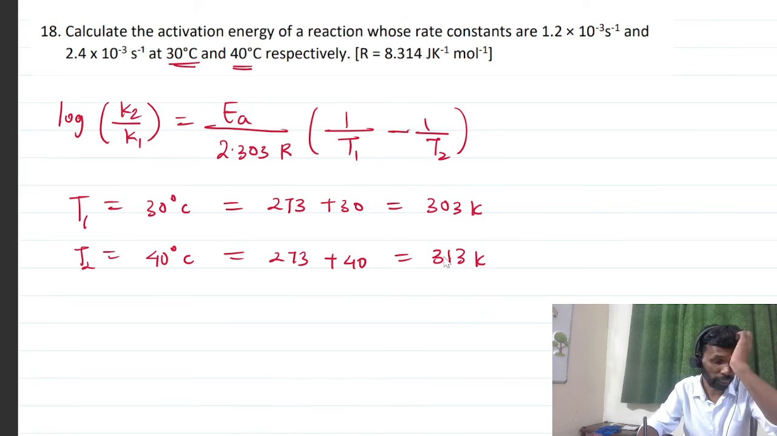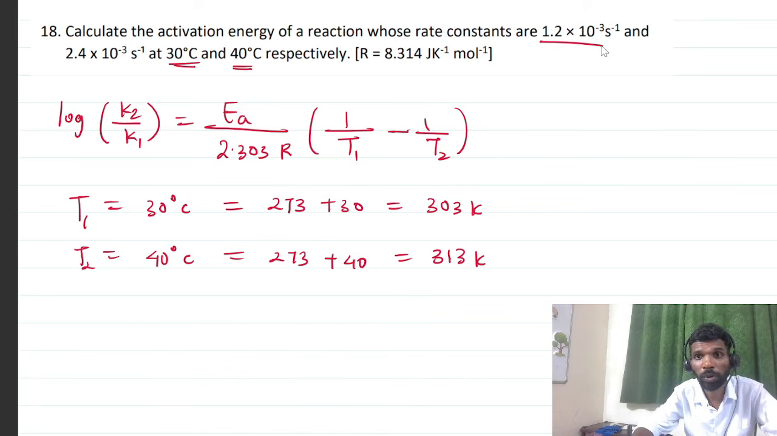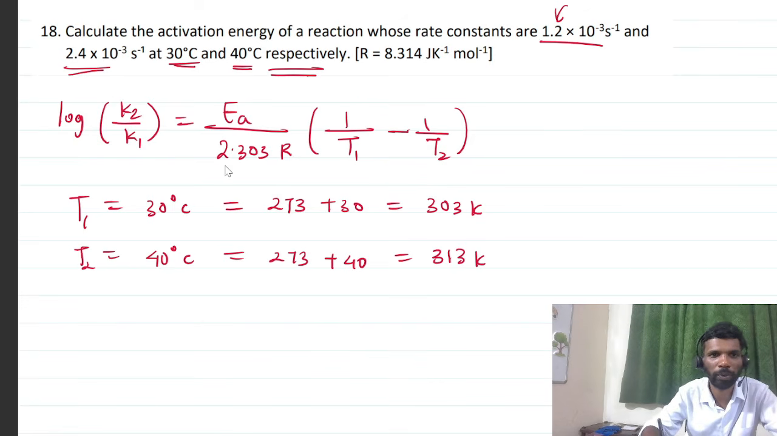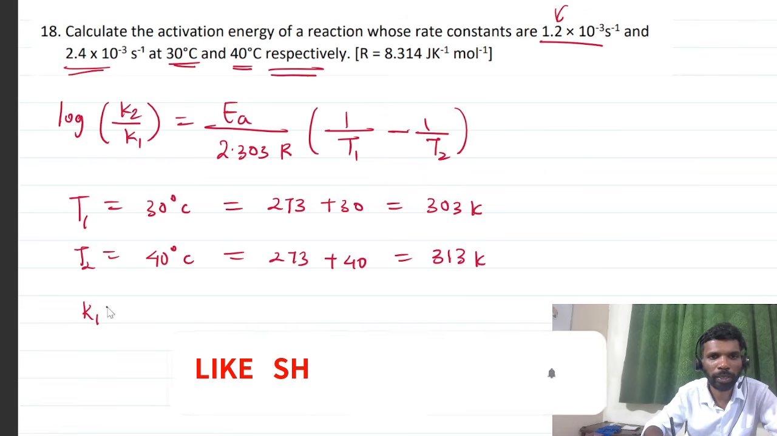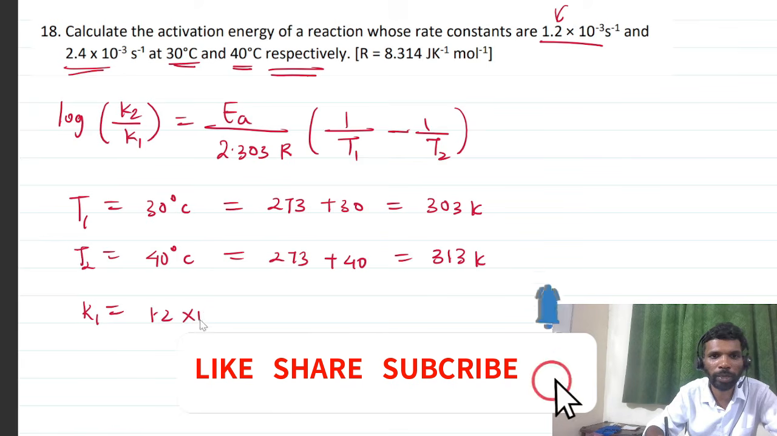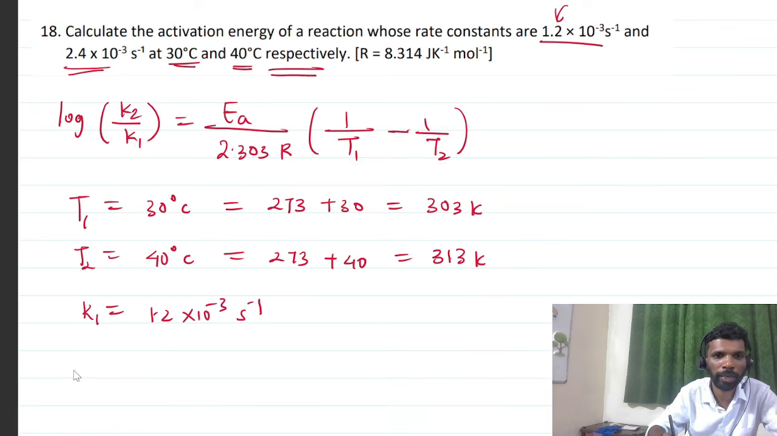K2 is also given directly; they did not say 3 times, 4 times, something like that. You see there are two values of rate constant: 1.2 into 10 raised to minus 3, and the other is 2.4 into 10 raised to minus 3. This is the lower rate constant, this is the higher rate constant. So my K1 is 1.2 into 10 raised to minus 3 per second, and K2 is 2.4 into 10 raised to minus 3 per second.